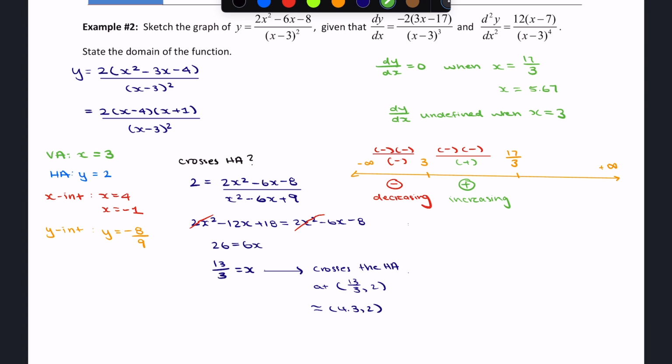Then finally, a value greater than 17 over 3. So let's say 6 here. Negative 2 is still negative. 3 times 6 is 18, minus 17 is positive. And here we have 6 minus 3, so 3 cubed is positive. And so here we see that it is negative times positive over positive, which means that it's negative and it is decreasing.